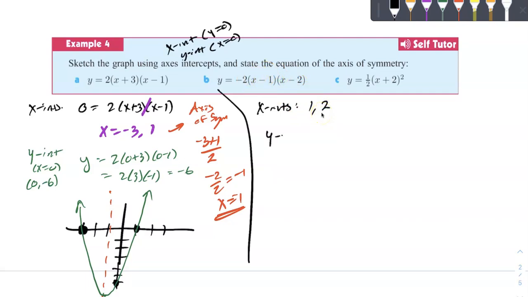My y-intercept, substitute in 0. So I get negative 1 times negative 2, which is positive 2, times a negative 2 is a negative 4. Hope I did that correctly. Negative 1 minus 2 times negative 2. Yeah, negative 4. That's right. Axis of symmetry is halfway between my x-intercepts. Okay, I'd like to do that after I graph. I think it makes more sense. So here's 1, here's 2, and negative 4 is my y-intercept.